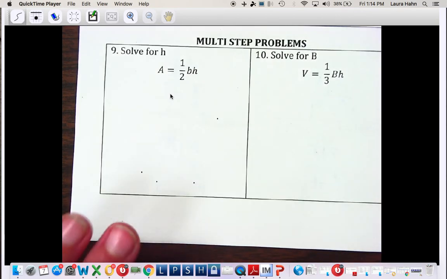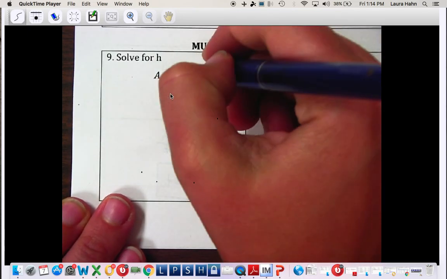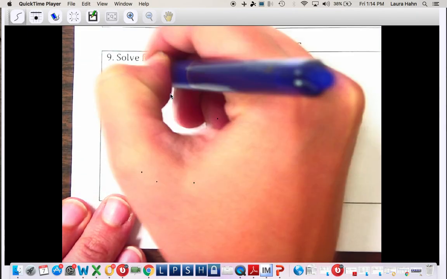Okay, so now we're going to do a little bit of multi-step problems. We're trying to get h by itself. So if I want h by itself, I have to get rid of my 1/2 and the b. So let's get rid of the fraction first. Remember, to get rid of a fraction, you multiply by the reciprocal. Do it to both sides.